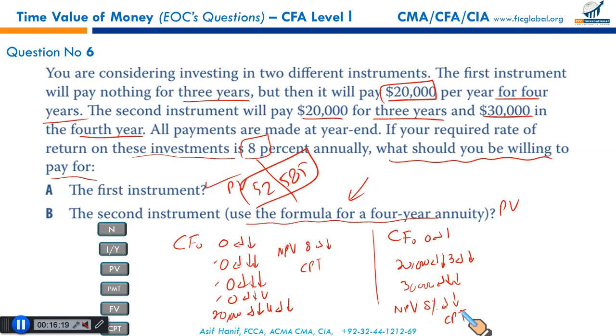Let's do it. Your cash flow year 0. Then you have 20,000 payments with 3 frequency, and 30,000 is for the fourth year. NPV at 8%, and you will get your result, which I believe should be 73,592. I think some of you have calculated 73,592.83. All right, moving on.